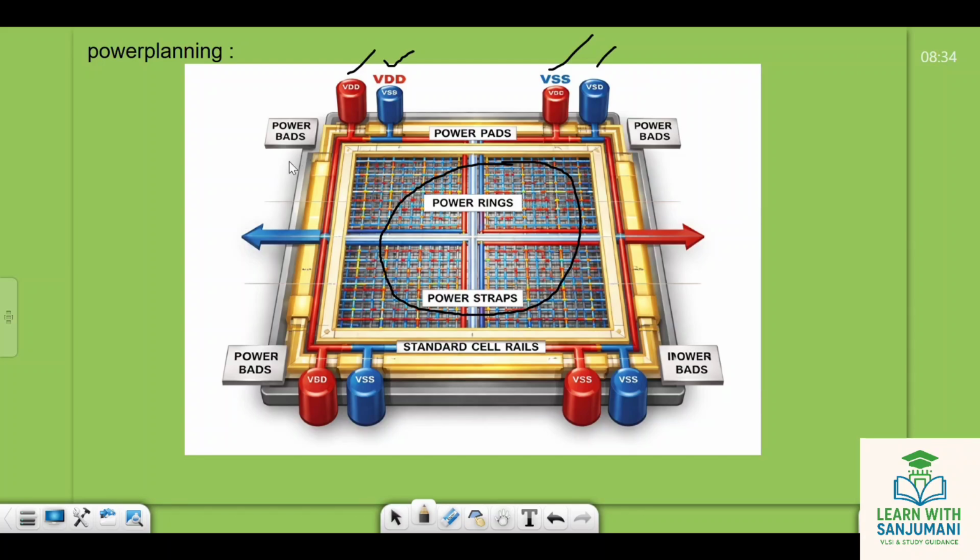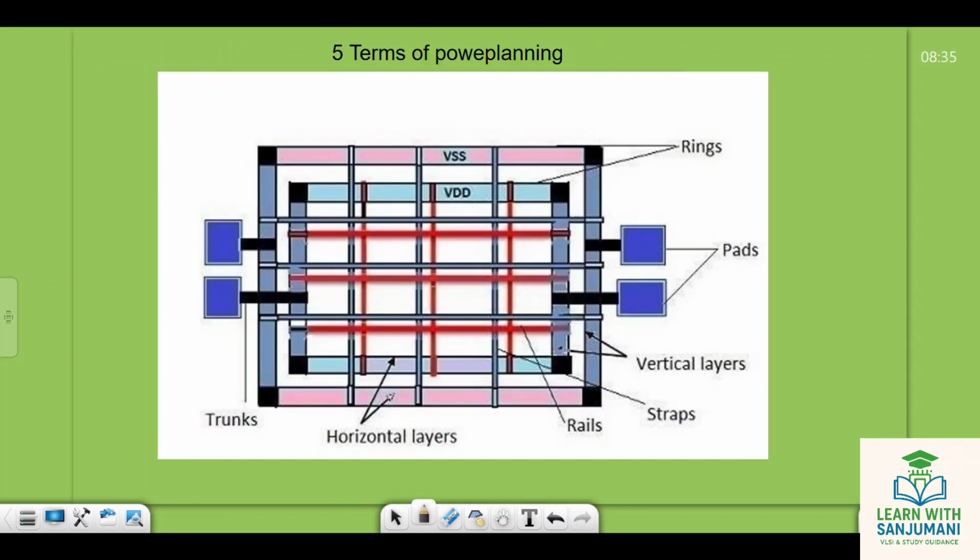See, this is the power pads. These are the power rings, power straps. So the complete design, if we provide power to the design, it will be looking like this. Okay, so now let's come to the 5 terms of the power planning. Yes, these are the 5 terms of the power planning.